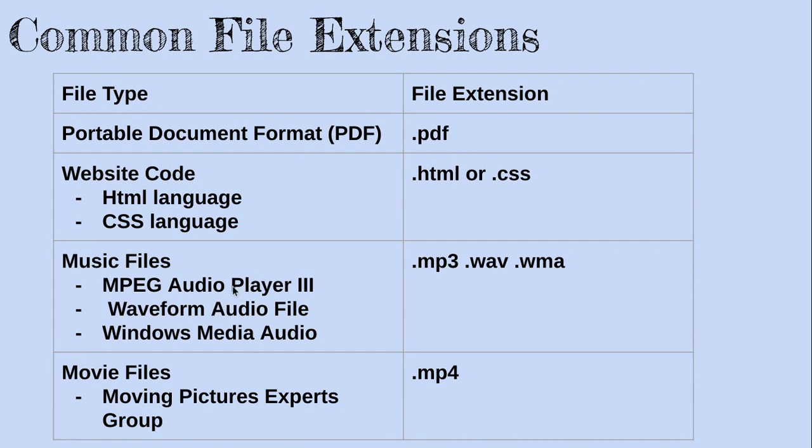When you talk about music files, the three most common are MPEG audio files, waveform audio files, and Windows Media audio files. And filling those in on your notes would be .mp3, .wav, .wma. And finally, a movie file is called a Moving Pictures Expert Group, and that's a .mp4.